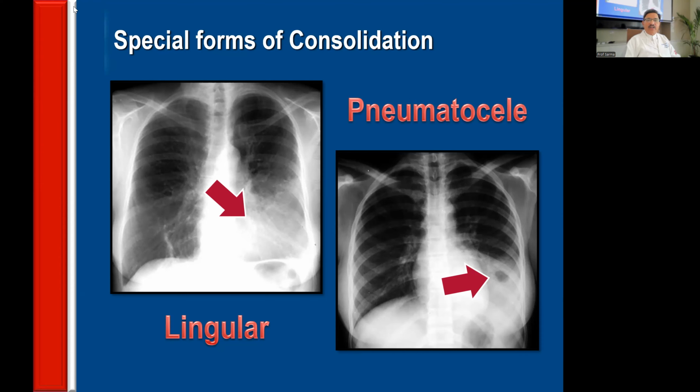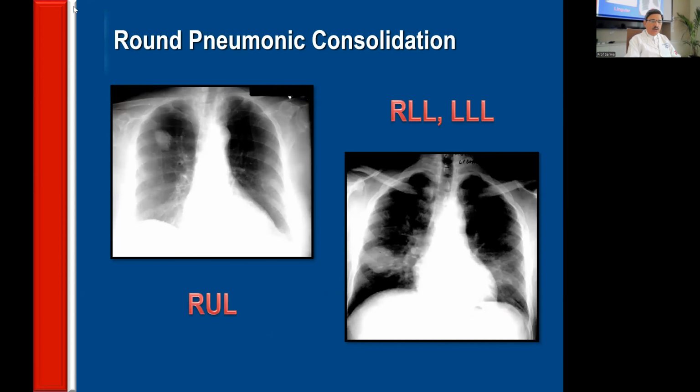And that air shadow is called pneumatocele. Pneumatocele in the left lower lobe consolidation. Then you see round pneumonic consolidations.